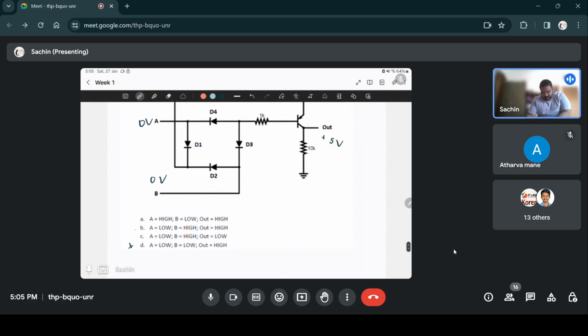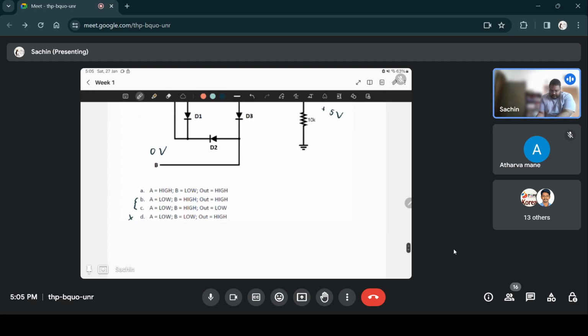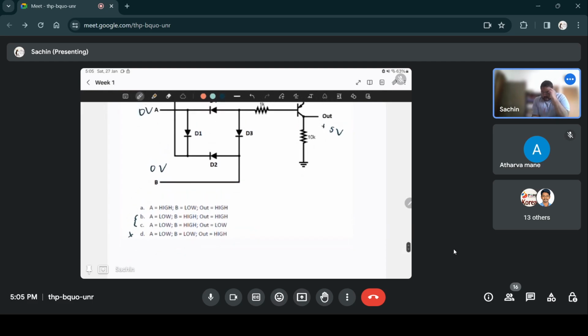Then you have B and C, where A is low, B is high, and in both the options the output is different. So one of them has to be correct among B and C. Then the third case is A is high, B is low. So we'll go through them one by one.